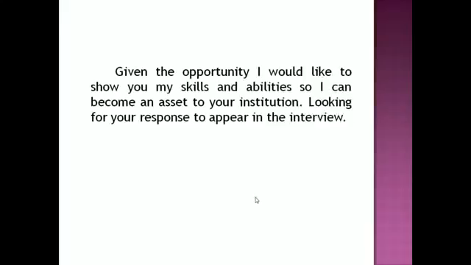And then comes the last paragraph. Now these four lines can be used in the third paragraph of any job application letter. Like, given the opportunity, I would like to show you my skills and abilities so I can become an asset to your institution. Looking forward to your response to appear in the interview.